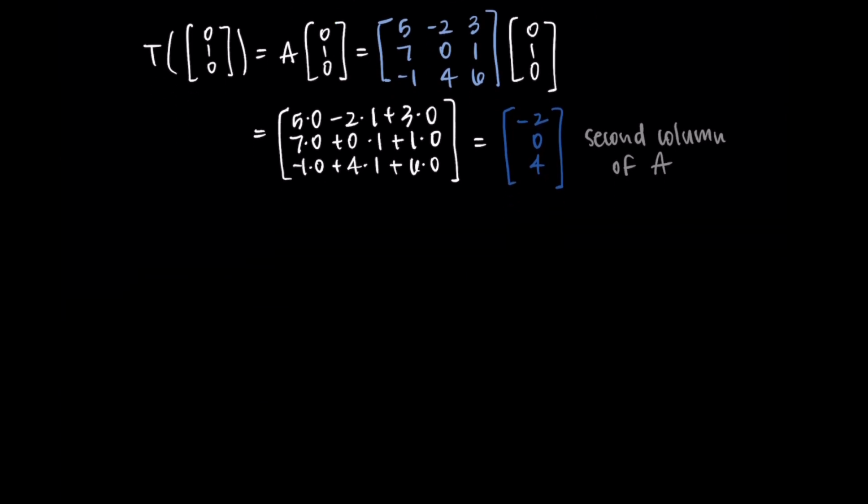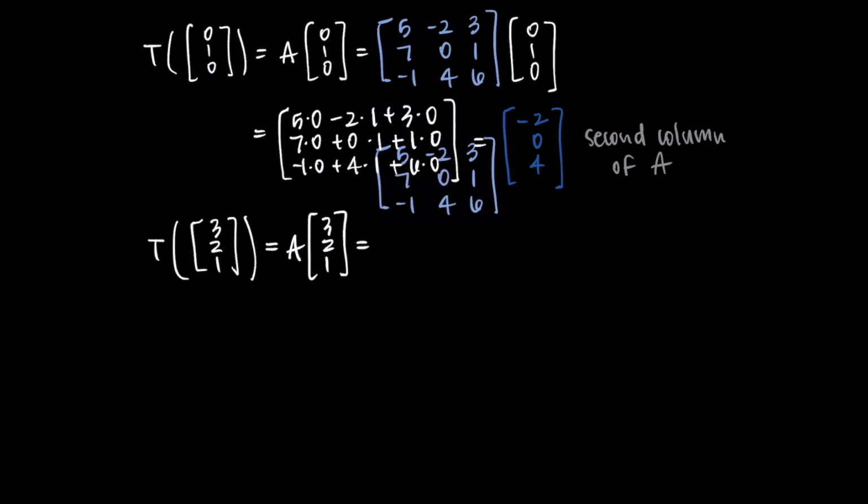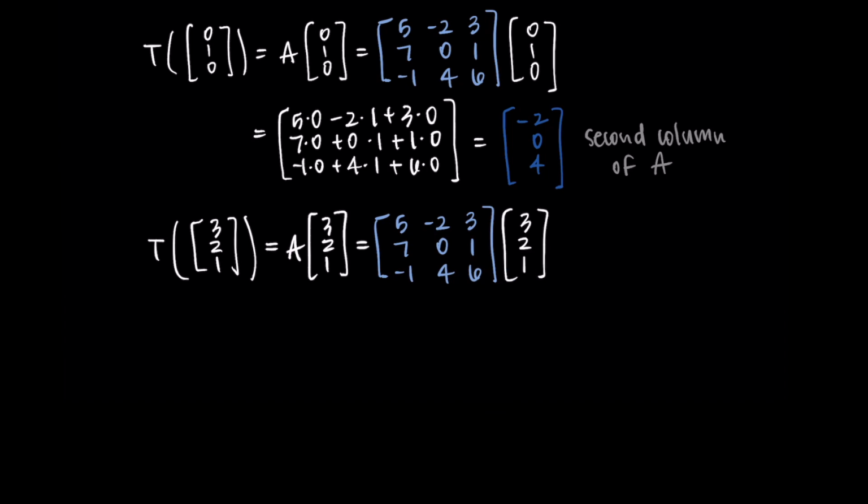Now let's try one that's a little different. Let's do T of 3, 2, 1. So again, our transformation T takes the matrix A and multiplies it by the input. So we're going to write our matrix A here and do the multiplication times the vector 3, 2, 1.